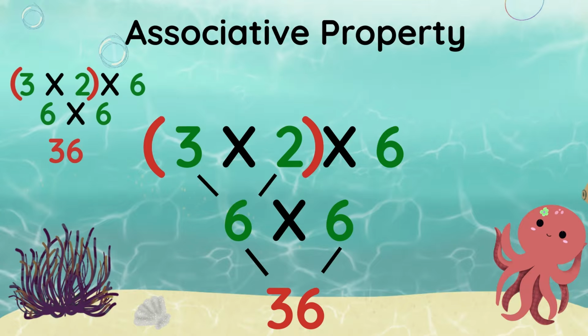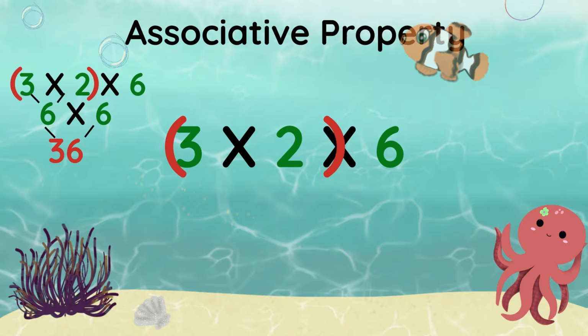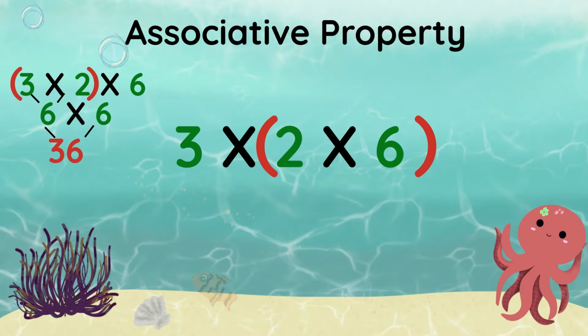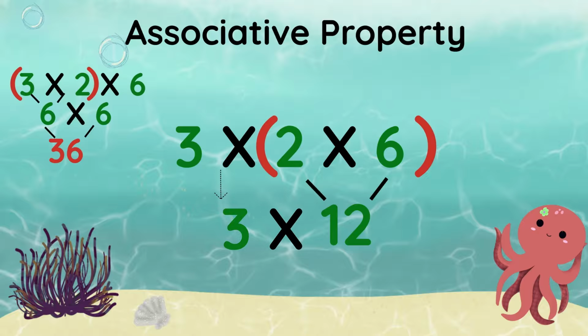Or we can choose to start with 2 times 6, which gives us 12. Next, we will multiply that by what's left over. 3 times 12 equals 36. No matter what order you choose, you get the product 36 because the associative property says, say it with me, order doesn't matter.